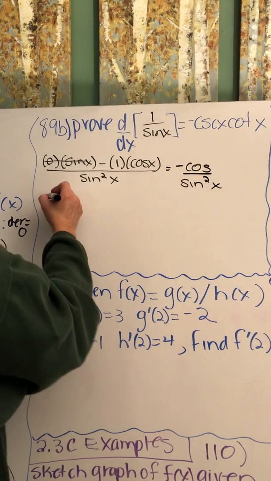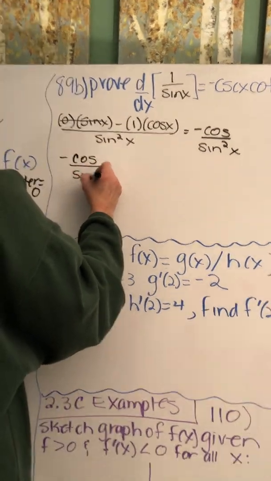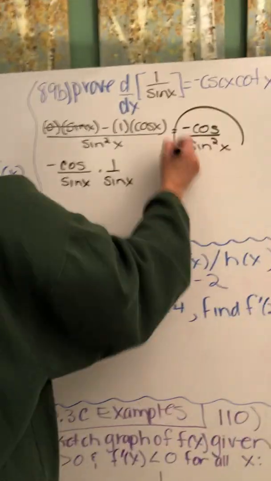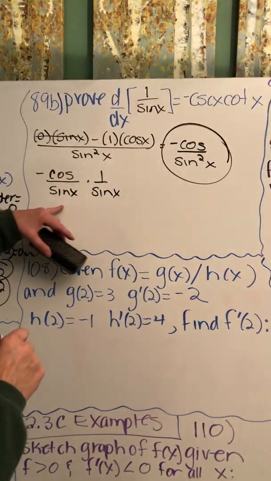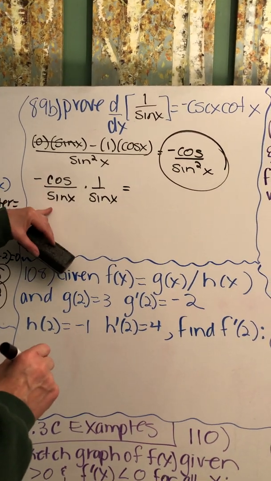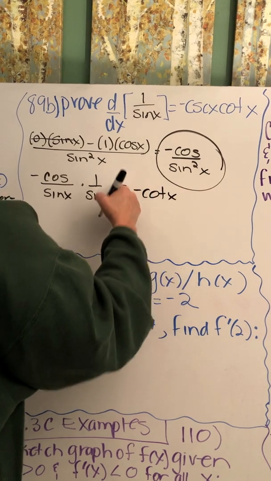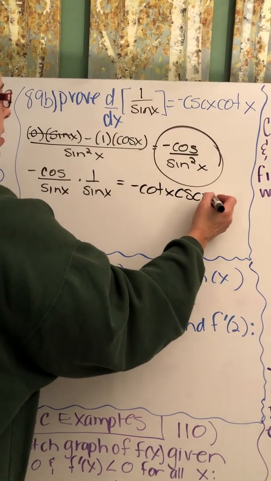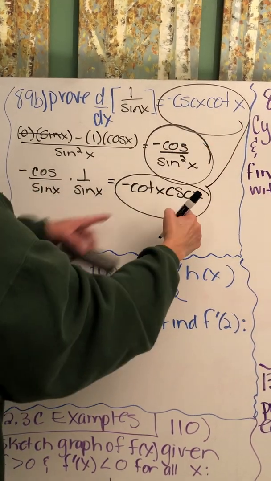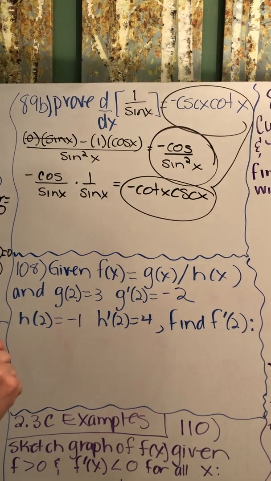I'm going to break this up into pieces. I'm going to call that negative cosine over sine times 1 over sine. Notice what I have here in the circle is equal to what I just wrote. I split it into pieces. Notice that negative cosine over sine is a negative cotangent. 1 over sine is cosecant. There we go. Right, we're multiplying, so I could switch these around. That's commutative, and we just proved that theorem.